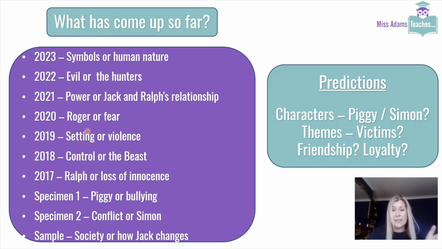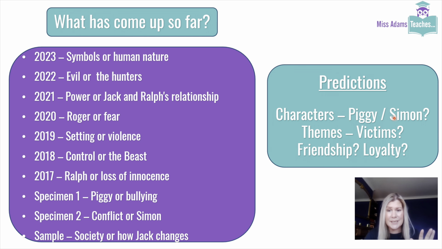So I wonder, Piggy or Simon is a kind of safe bet as an area to maybe look at because they've only come up in the specimen papers. And if they wanted to do a Piggy Simon question without naming them specifically, I wondered if they might give you the theme of victims or victimization. We've had bullying in specimen 1, but victims is perhaps slightly broader than that. And that would give you an opportunity to write about both.